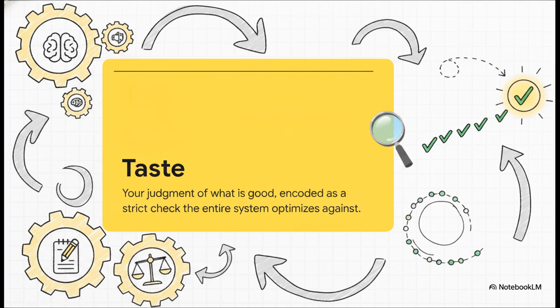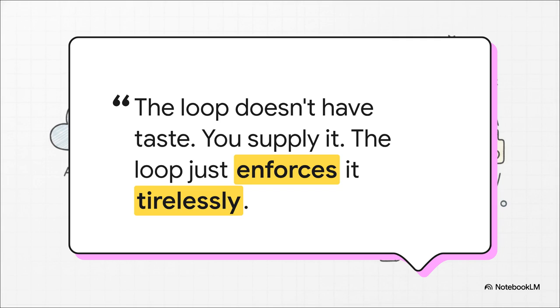Taste is the reward function the whole system optimizes against, encoded as a strict check based entirely on your expert judgment. A senior engineer just knows what correct code looks like. A great editor knows what strong writing looks like. Your judgment becomes the single most leveraged thing you own. Because here's the reality check. The loop doesn't have taste. You supply it. The loop just enforces it tirelessly.